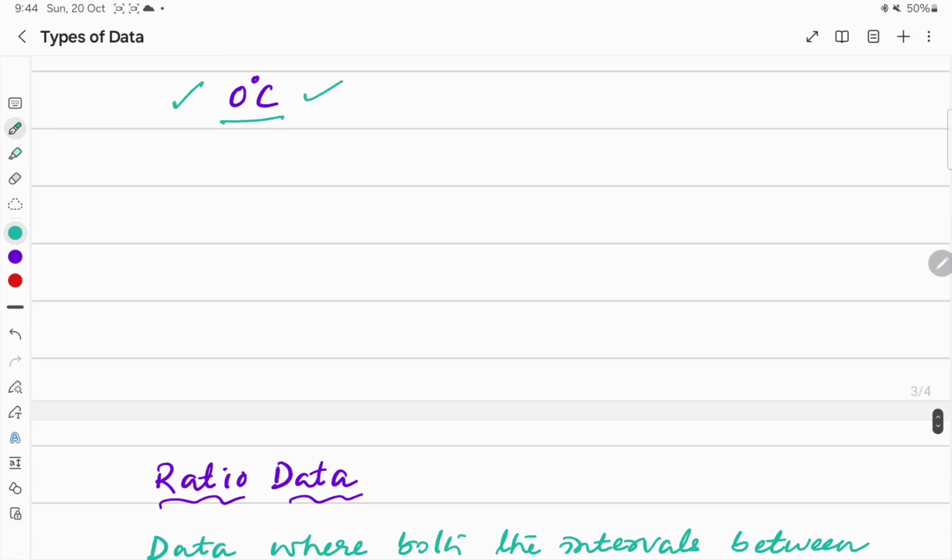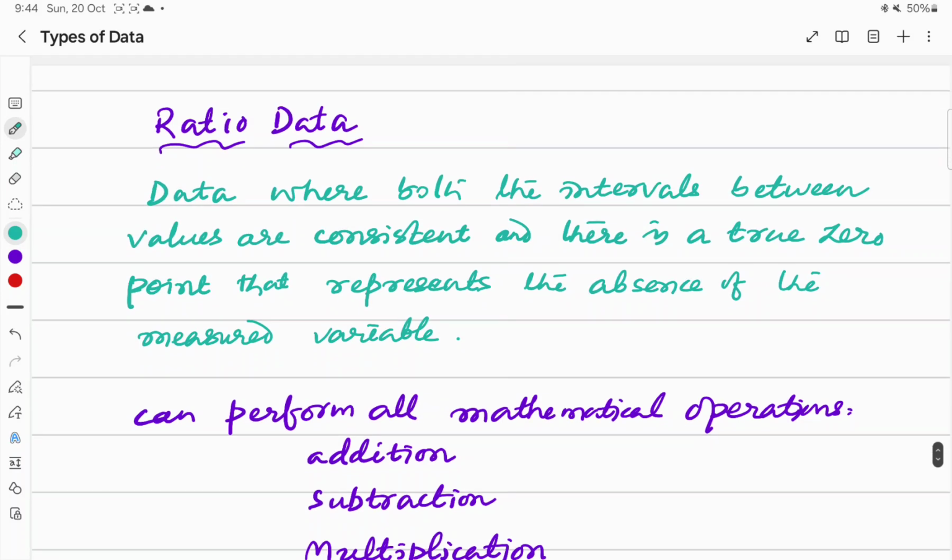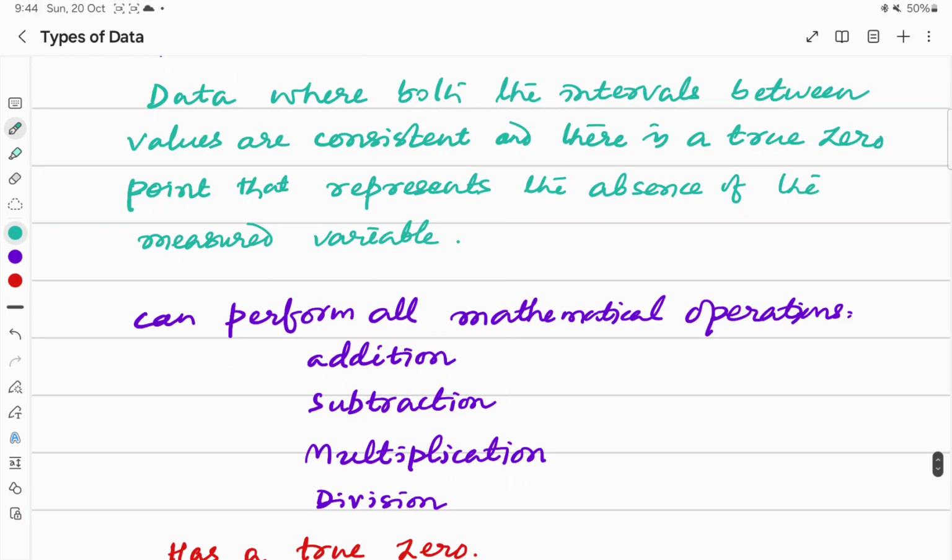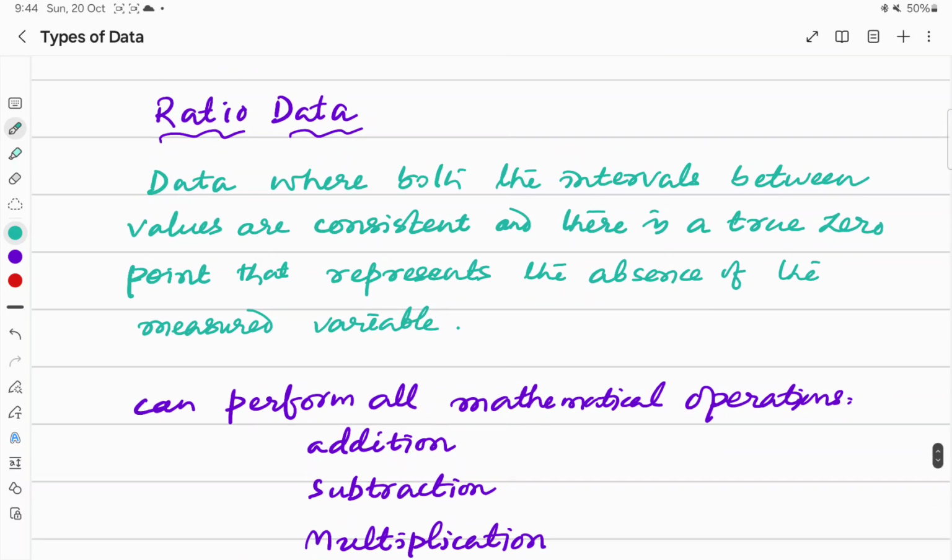So the fourth type of data is the ratio data. Data where both intervals between values are consistent and there is a true 0 point that represents the absence of the measured value. So data where both the intervals between values and ratio are consistent, both the difference as well as ratio, and there is a true 0 point. That means if a data is 0, that means there is absolute absence of that property.